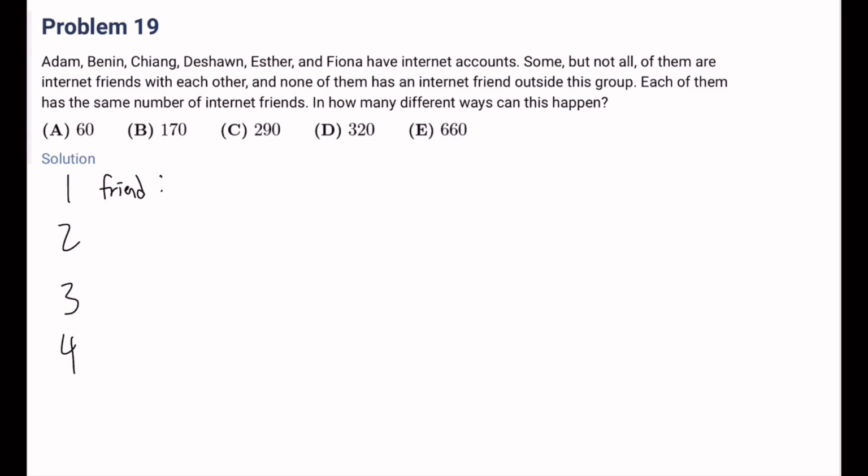And if we have 1 friend, then if we have 6 people, this is A, B, C, D, E, and F. First, we will choose 2. First we will choose from the 6 to be friends.